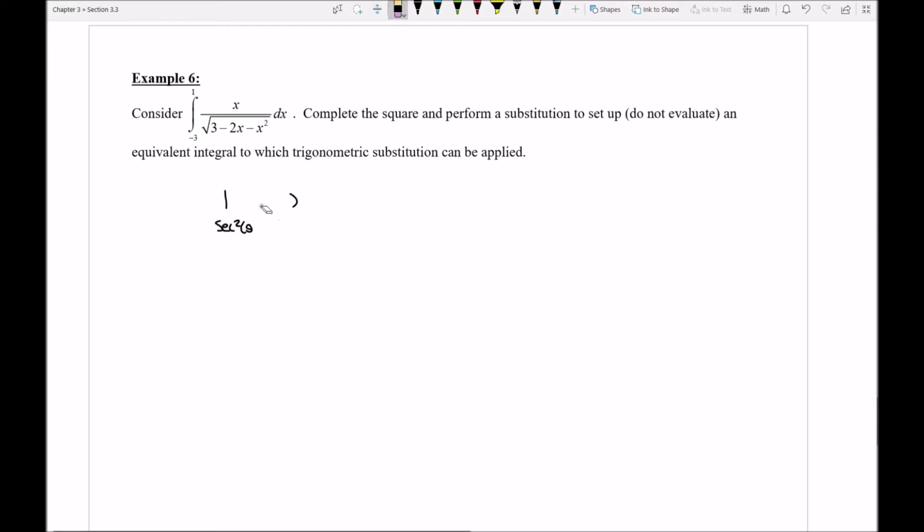So what we're going to try to do is to use the process of completing the square to perform a substitution. It's probably been a long time since you've dealt with completing the square. It's one of those topics that a lot of people tend to forget, but we'll quickly cover it here. So our goal is to rewrite this expression of 3 minus 2x minus x squared, and we're going to do that by completing the square.